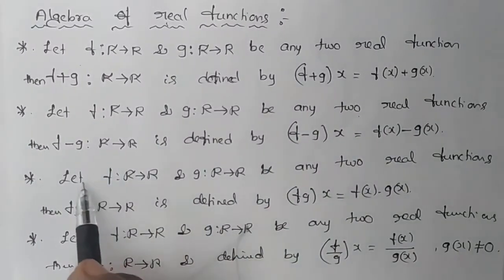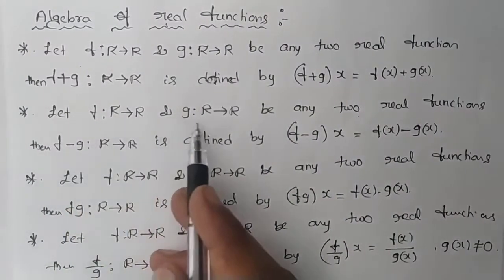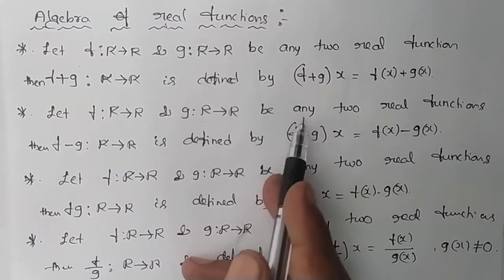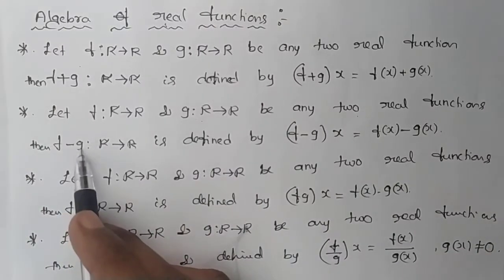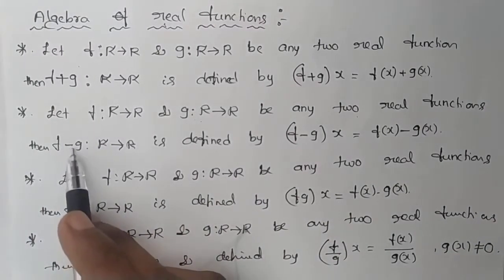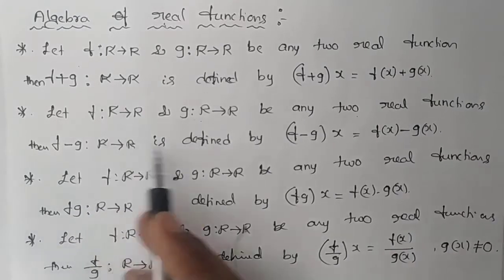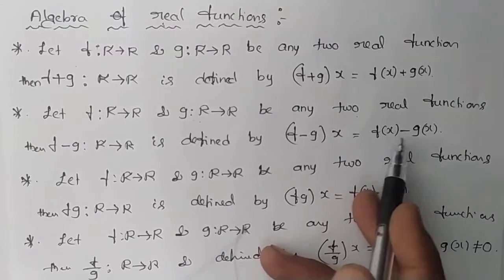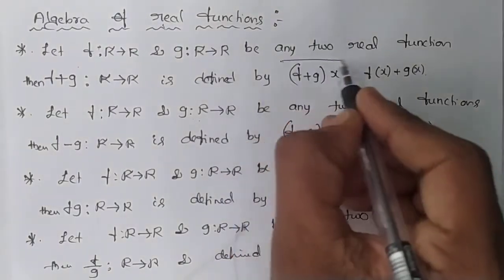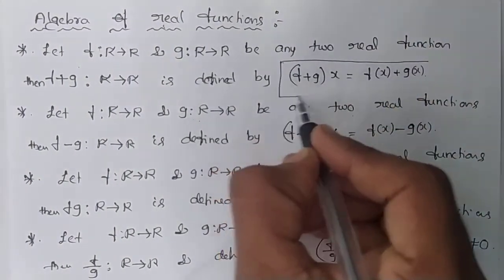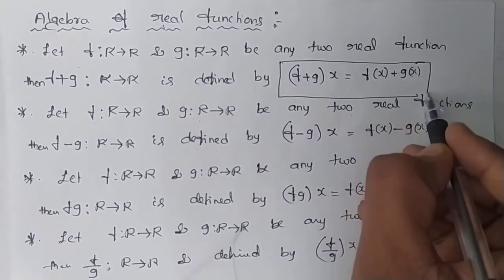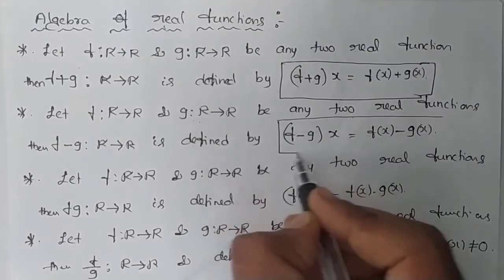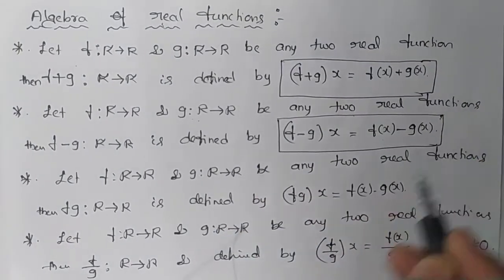Next, second one: let f from R to R and g from R to R, real numbers to real numbers, be any two real functions, then f minus g is also a real function. Then f minus g from R to R is defined by (f minus g) of x equals f of x minus g of x. It is (f plus g) of x equals f of x plus g of x. It is (f minus g) of x equals f of x minus g of x.